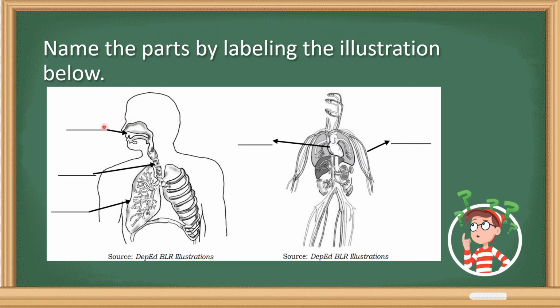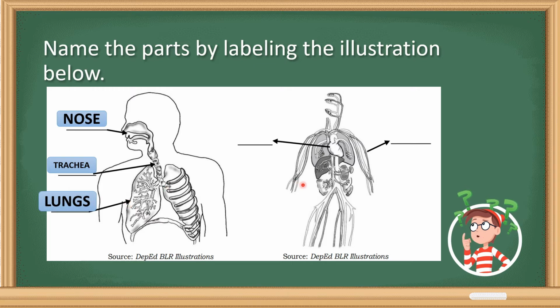What do you think is this part? Nice, that is nose. How about this part? What do you think is this part? Very good, that is the trachea. How about this part? What do you think is this part of respiratory system? Nice, that is our lungs.